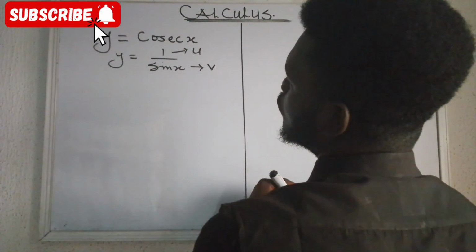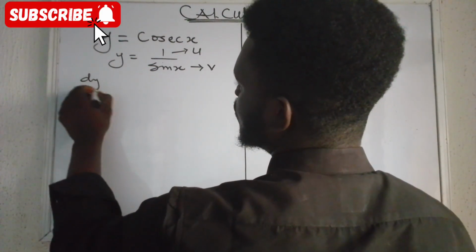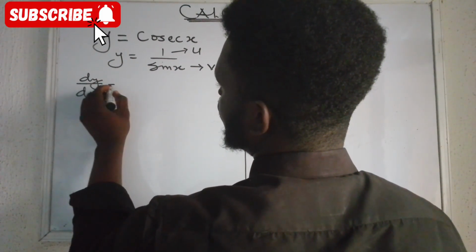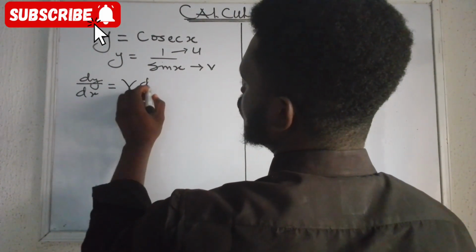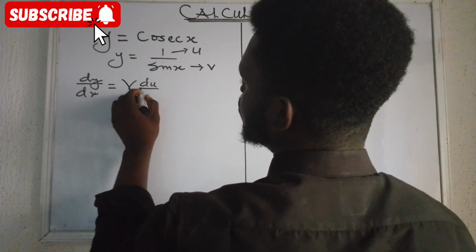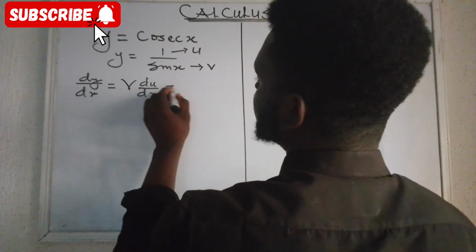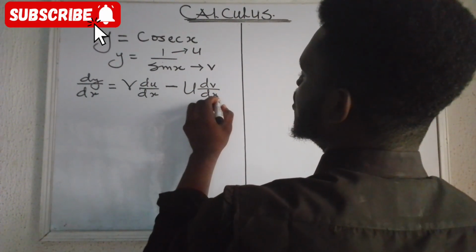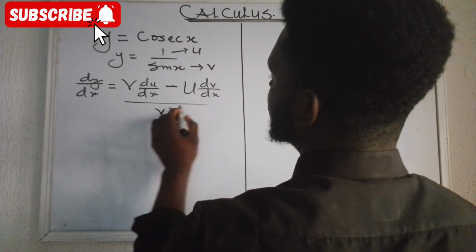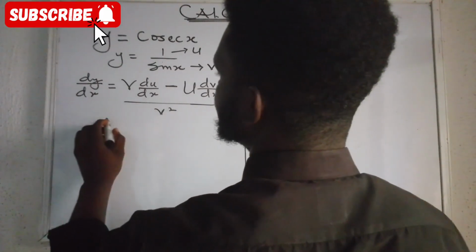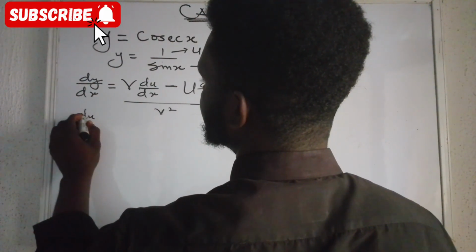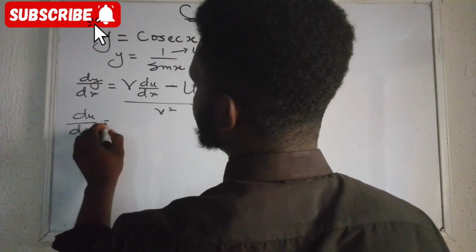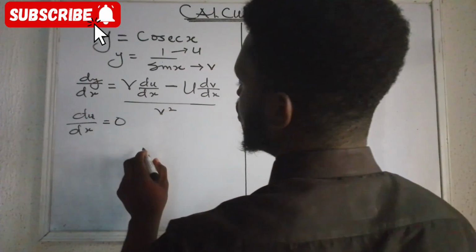From here, all you need to do is remember the formula for the quotient rule. Check the video on the quotient rule if you don't understand what I'm doing. dy/dx is v times du/dx, then subtracting from it u times dv/dx, all divided by v squared. So what is du/dx? If you differentiate 1, you get 0, because u was 1.